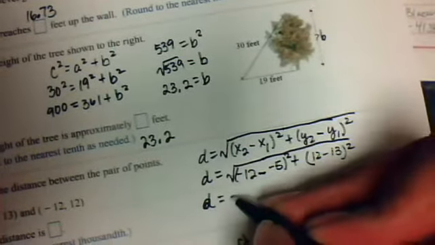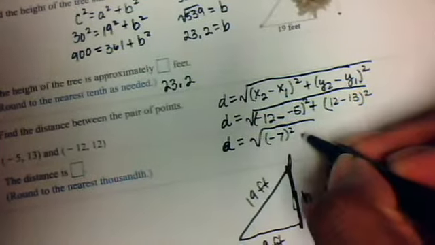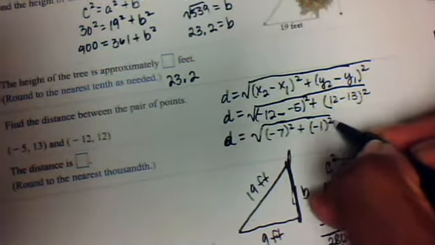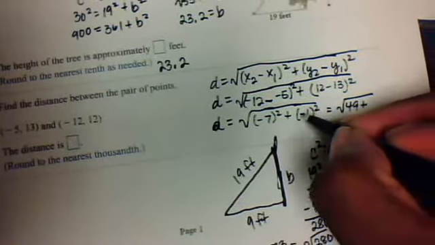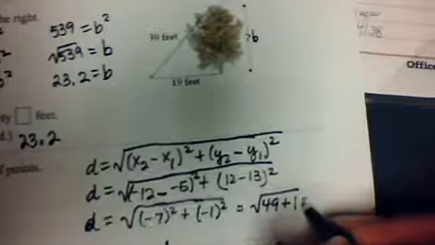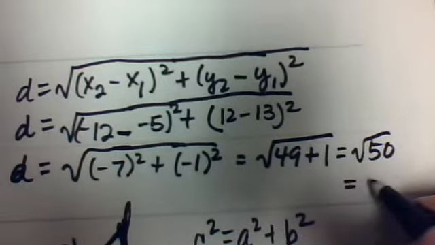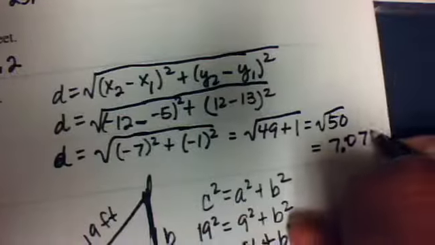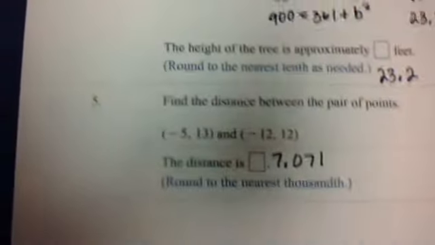Now, when you find the distance, negative 12 minus negative 5 would be negative 7, and that's squared. Plus 12 minus 13 is negative 1, and that's squared. Now, negative 7 squared will be 49, plus negative 1 squared will be 1. So now you've got the square root of 49 plus 1, which is the square root of 50. And the square root of 50 on the calculator would be 7.071, rounded to the nearest thousandth. So that distance would be 7.071.